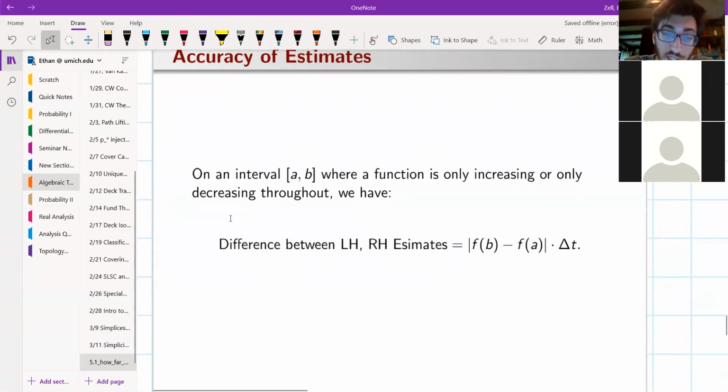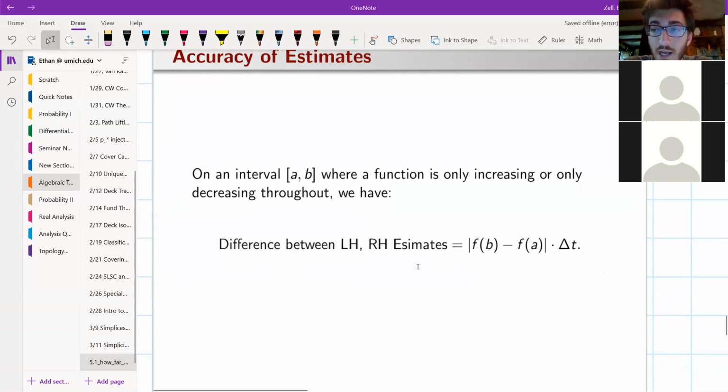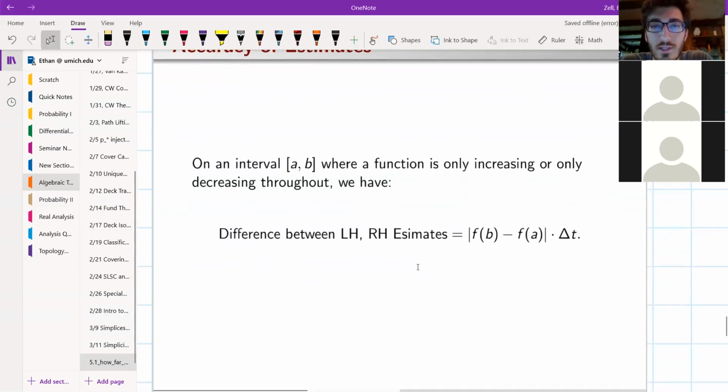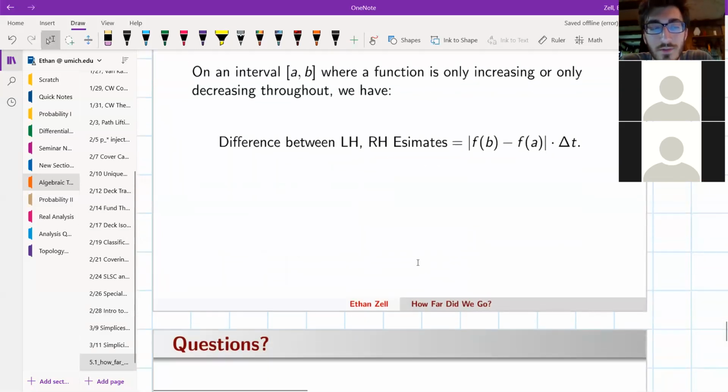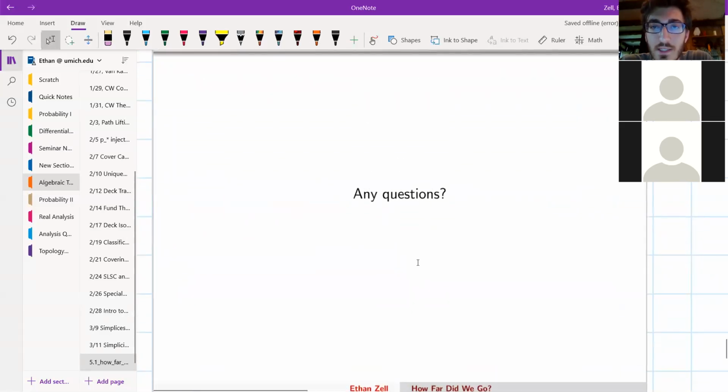But if you wanted to compute the difference between these estimates for a particular time interval over which you're taking an approximation, then this is how you would do it. I think there's one question on the worksheet about that, but I don't think there's anything else because it's not too important. All right, I think that's it. Any questions about this? If we're good, just let me know in the chat.